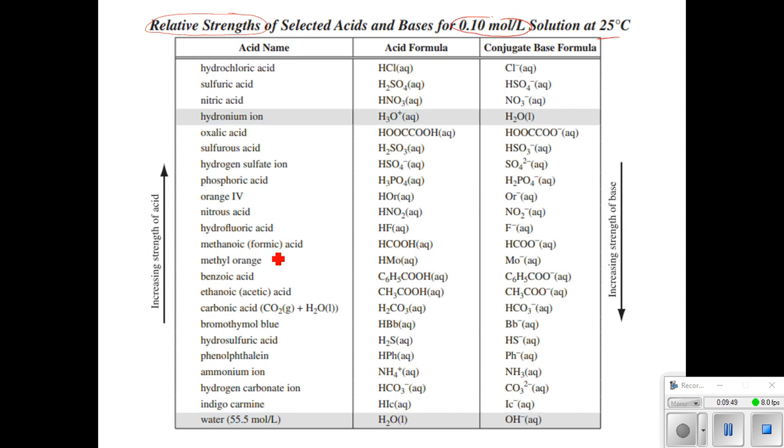So we have a list of a whole bunch of acids going down the left-hand side. And what's nice here as well is it gives you the acid formula. So even if you don't remember the rules for naming acids, chances are for Science 30, any acid that you are given, you're going to find it somewhere on this table for the relative strengths of acids and bases. And what we also have here is the conjugate base.